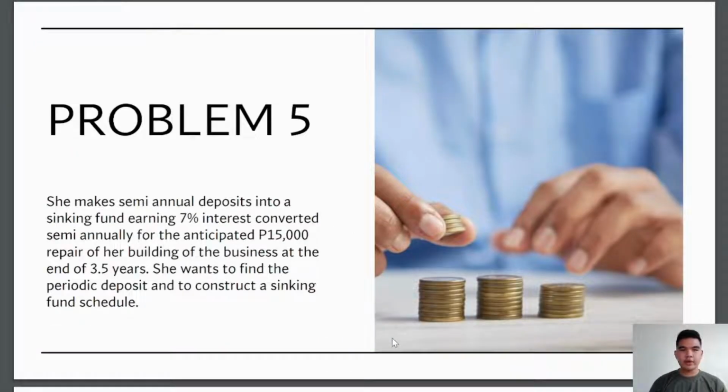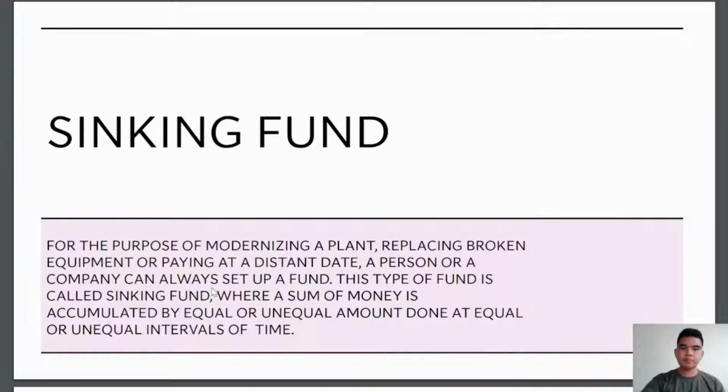Now, we are at your last problem, which is problem number 5. According to you, you have made a semi-annual deposit into a sinking fund earning 7% interest converted semi-annually for the anticipated 15,000 pesos repair of the building of your business at the end of 3.5 years. You told us that you want to find the periodic deposit and to construct a sinking fund schedule.